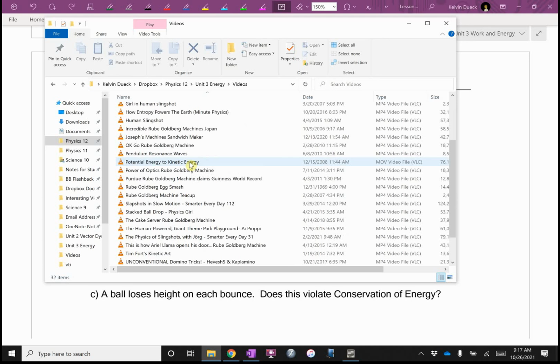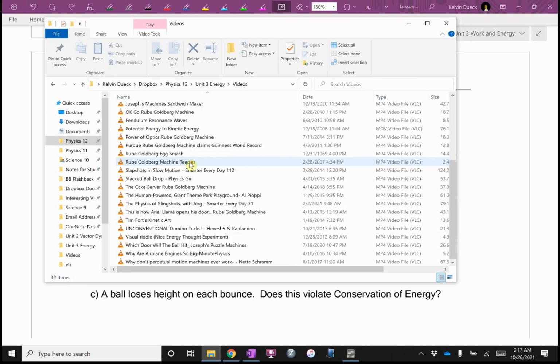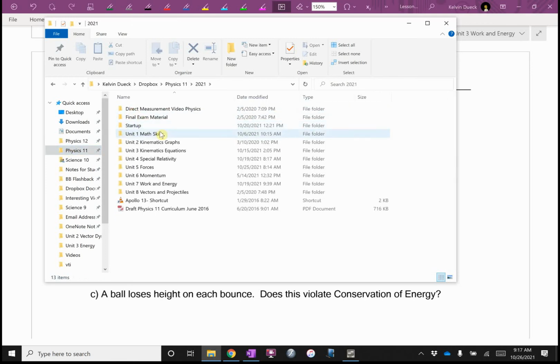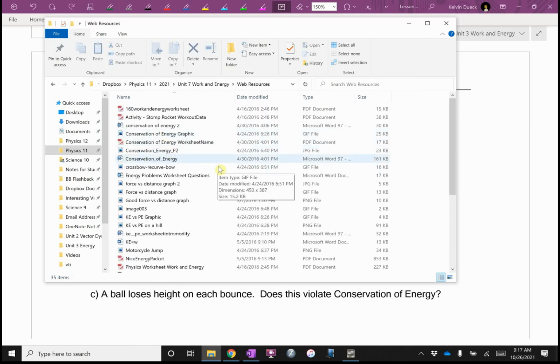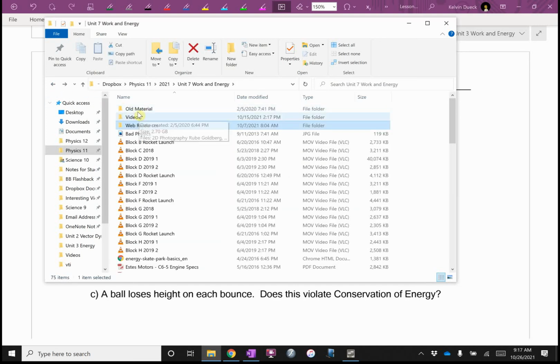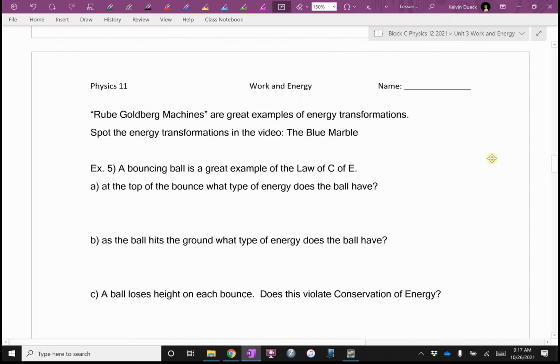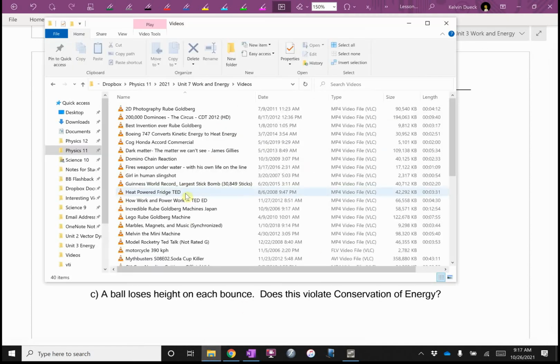Looking for a few here. Let's go Physics 11, Mr. Dewick. So put your pencils down, look up. Oh, wrong one. Too much stuff on my website. What do I call this one? The blue marble.